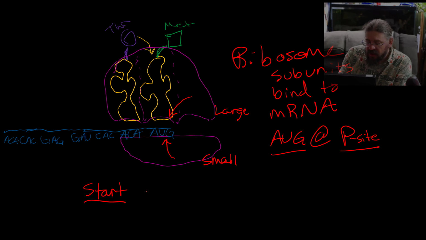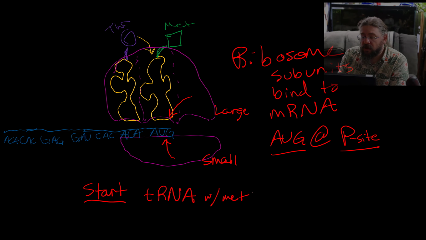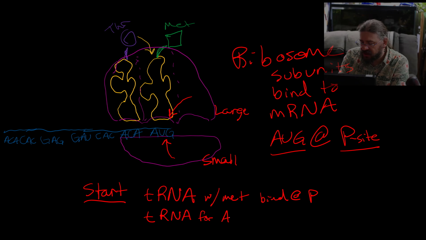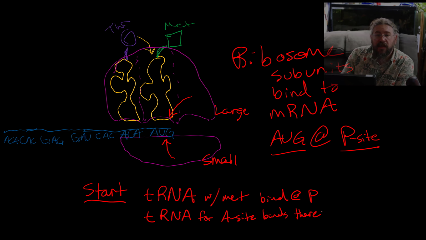right, the tRNA with MET arrives, so it will bind at the P, and the tRNA for the A site binds there. This is the only time where 2 tRNA arrive. This is the only time where a tRNA enters the P site.